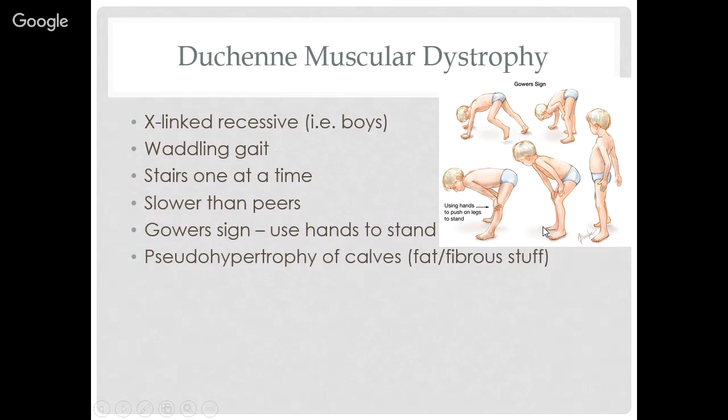Duchenne's muscular dystrophy is very much a male condition. It'd be hard pressed to diagnose it in a female child, but it's possible because it's X-linked recessive. Stairs one at a time is a buzzword. Slower than it appears, they take a long time to develop gait. And this is Gower's sign, where they use their hands to push on their legs so that they can straighten up and stand up, which is obviously not normal to see in children. And there's a pseudohypertrophy of the calves, with other tissue that isn't muscle, because of the muscular dystrophy. So everything else is atrophying and the calves for some reason do this.